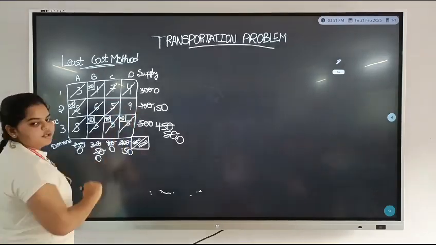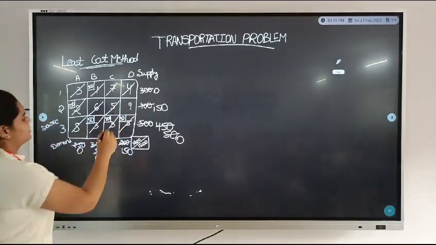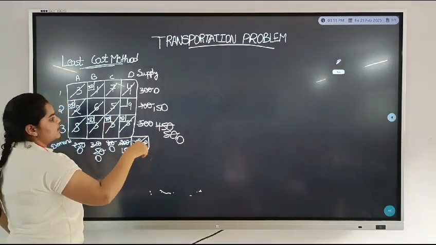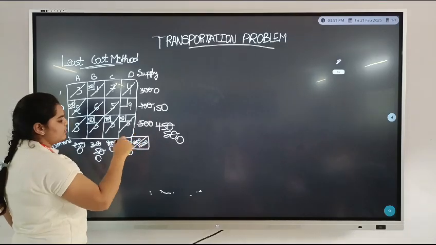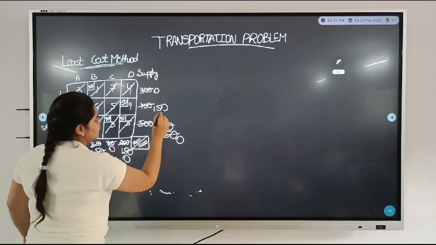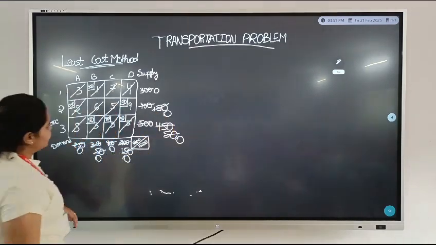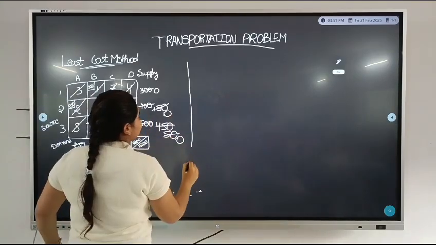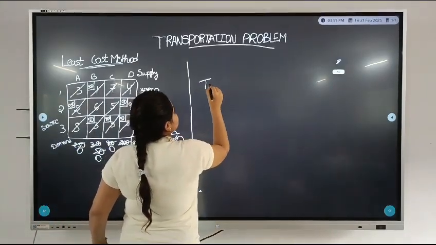The remaining number is 9. And for 9, there are two numbers. These two numbers are equal. And in these two, 150 is the least. So I will take 150 and this will be 0. I solved this problem, and now I will take the transportation cost.